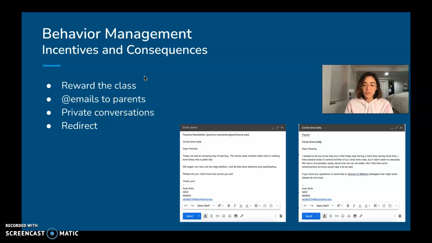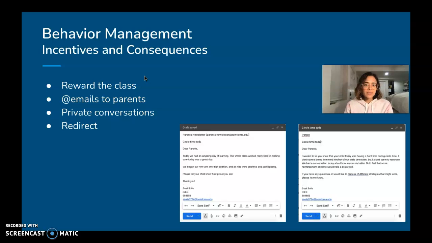Private conversations with students. If I ever notice a student being disruptive, I would say something at the moment. Say, please, I understand you're having a hard time right now, but can you wait till the end of this so we can talk about what's going on? Just because I want to make sure the student understands that I've noticed their behavior. I'm not going to make a big deal of it at the moment, but I'm going to note I definitely noticed it.